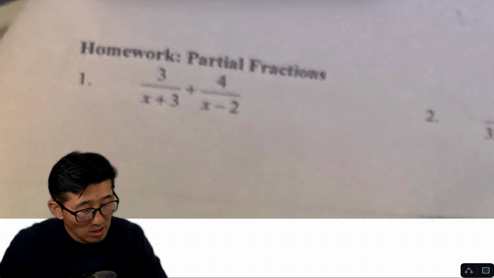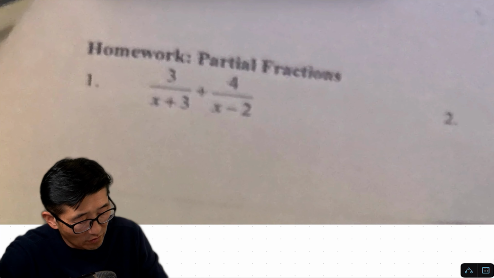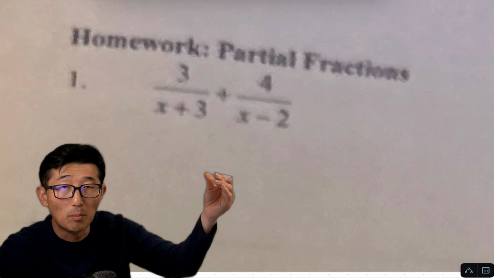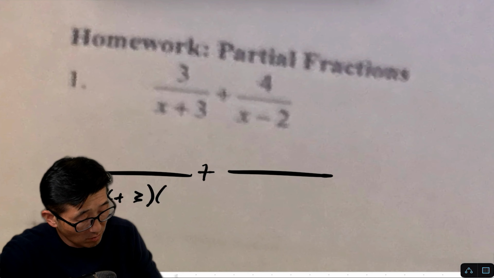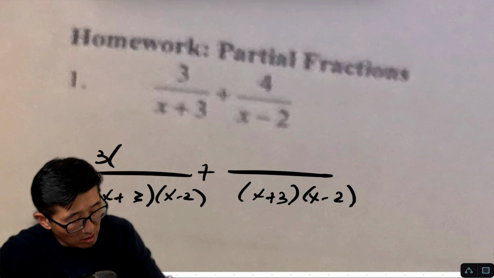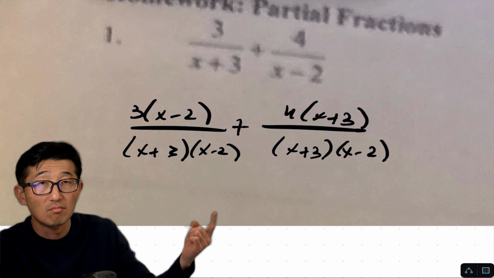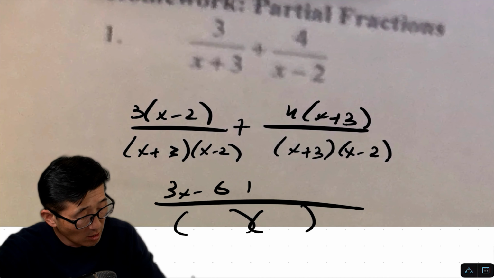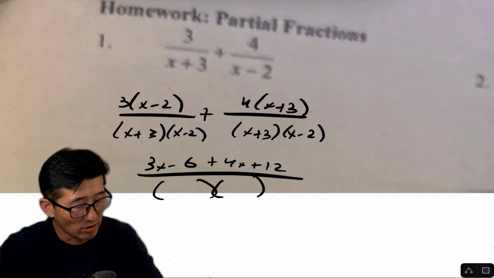Now, this one, he just wants you to combine it. They're already partial fractions, so you want to combine them into one. If you want to go, since it's around dinner time for you guys, you could do it later and send me a video. It's okay, I'll just do it fast. Then you write the common denominator and distribute: 3x minus 6 plus 4x plus 12. Combine it and you'll get your final answer.